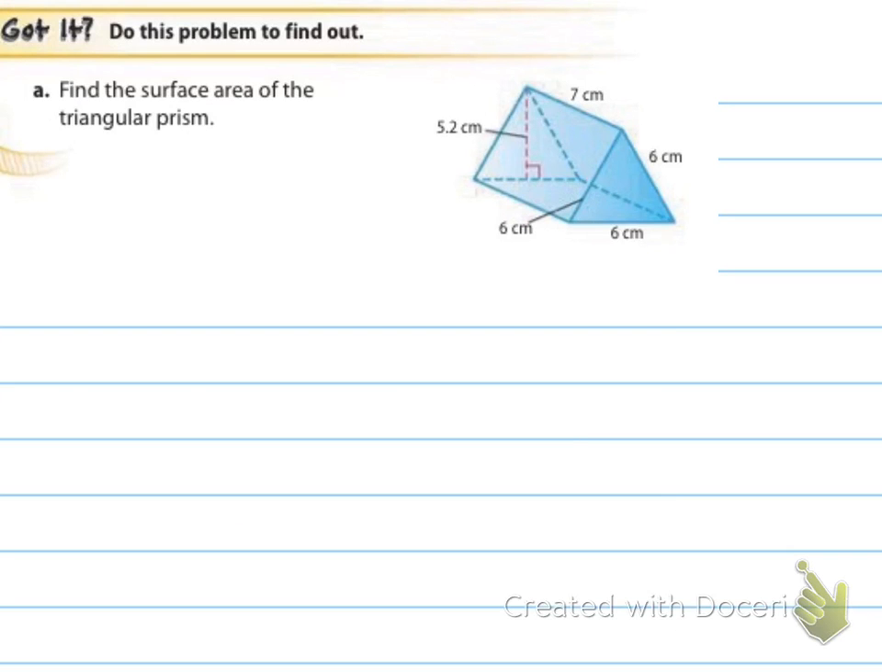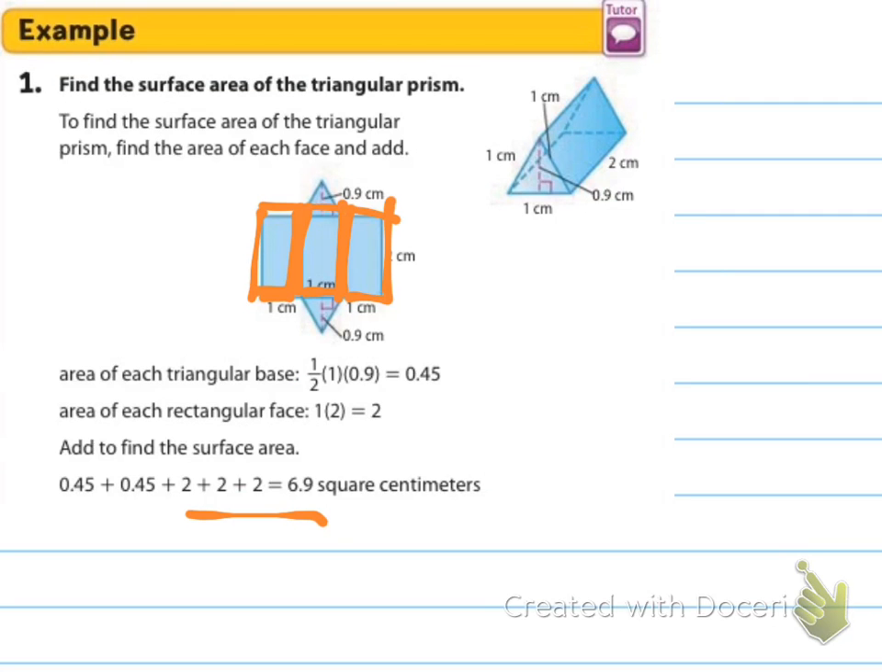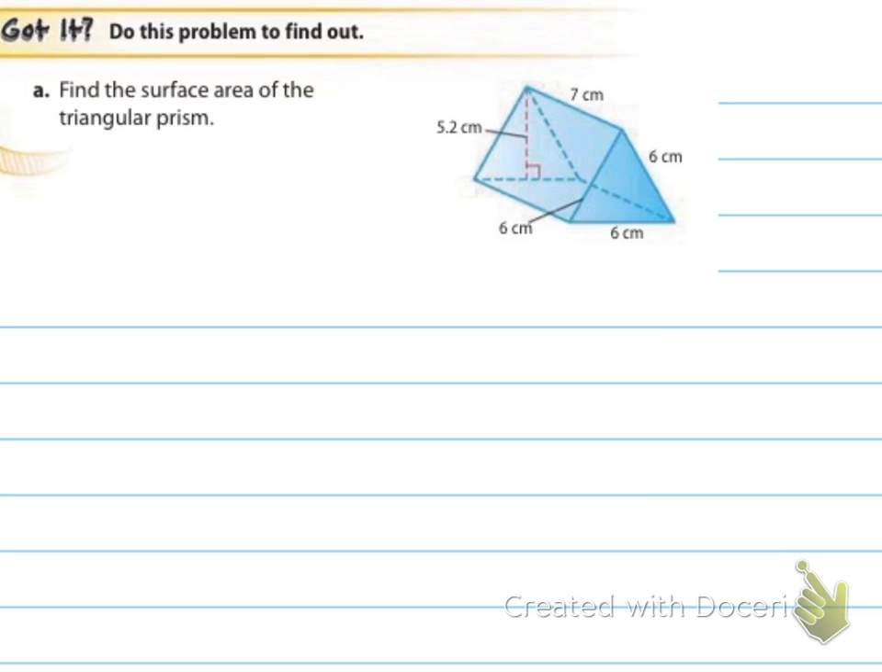All right, for example A, you're going to find the surface area of the triangular prism that's in the picture here. Again, I need you to just look back at this. You can separate it into parts, make the net, and then find the area of each of the pieces of the net. So go ahead and do that for A, and when you come back, I'll have the answer for you. Pause the video now.